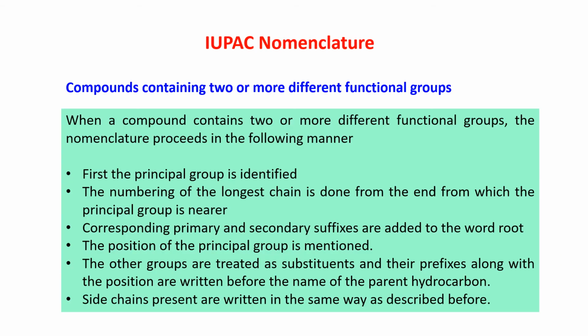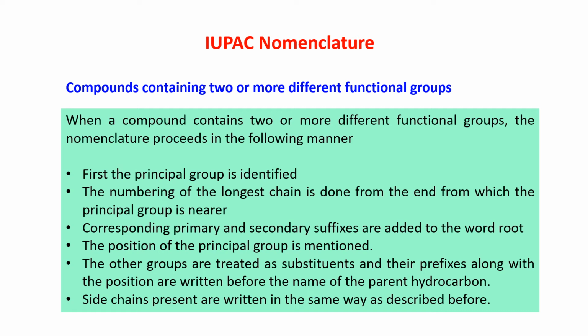Now what are the rules? When a compound contains 2 or more different functional groups, the nomenclature proceeds in the following manner. First, the principal group is identified. Which one is the senior one? That you have to identify, the senior most one. That is the principal group. Then the numbering of the longest chain is done from the end to which the principal group is nearer. That you all know. You have to do the numbering in that way. The corresponding primary and secondary suffix are added to the word root. That also you know. The position of the principal group is mentioned. Positions of all the things you have to mention.